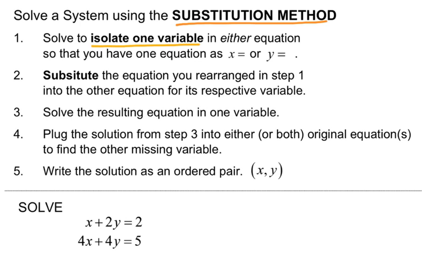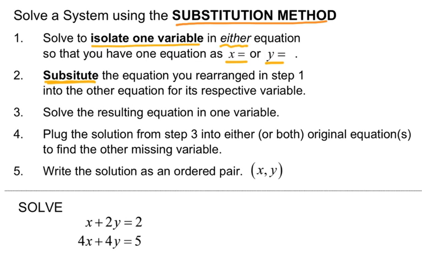That's the main thing we want to focus on. We want to isolate one variable. It can be in either equation. It doesn't matter so long as you have x equals or y equals. So the first step is to isolate a variable. Then, as the name implies, we will substitute that isolated equation into the other equation for its respective variable. So we're going to isolate and then substitute.